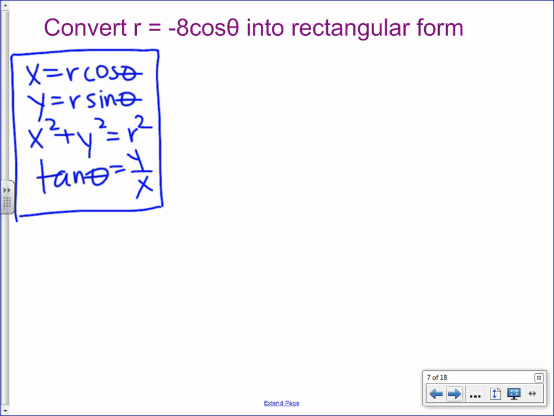Can we use the cosine one? We could use the cosine one if there was a what in front of the cosine? An r. Can we put an r there? Multiply both sides by r. If we multiply both sides by r, is that legal? Of course it's legal. X squared plus y squared equals negative 8.